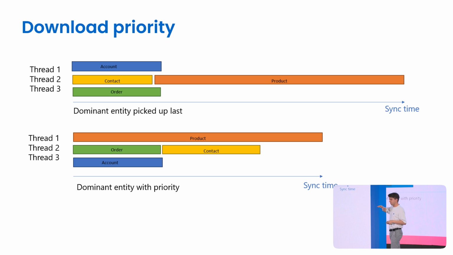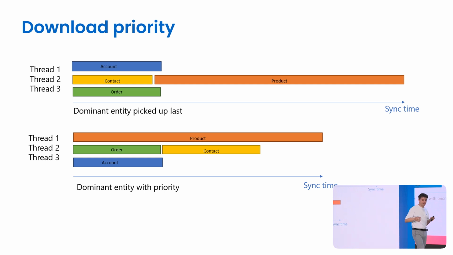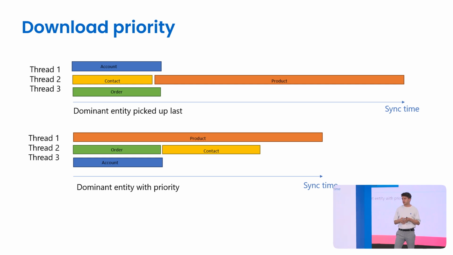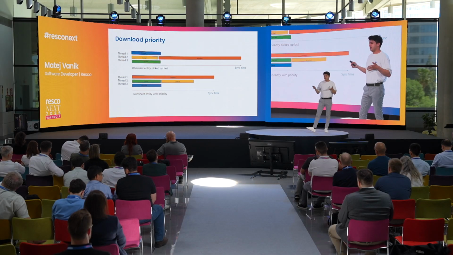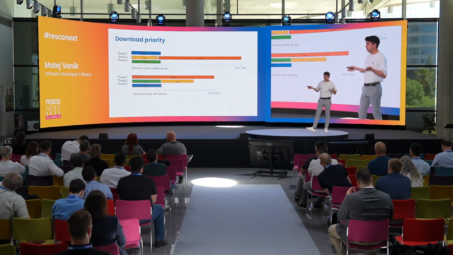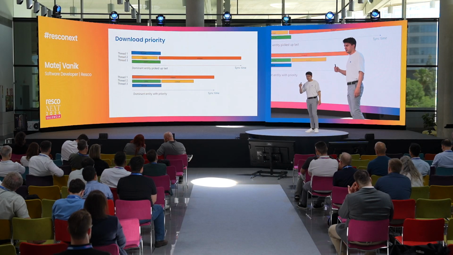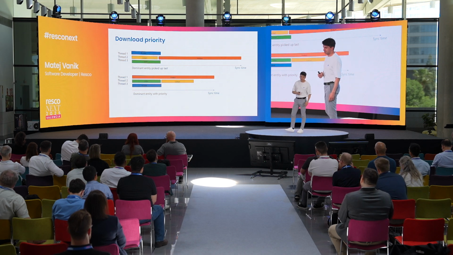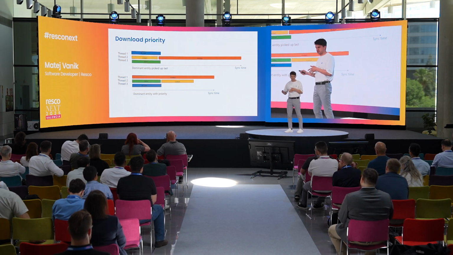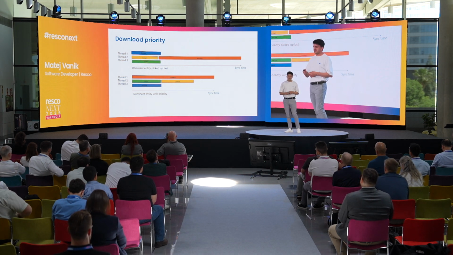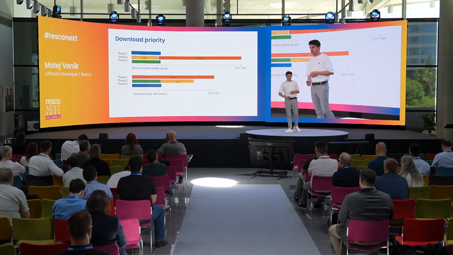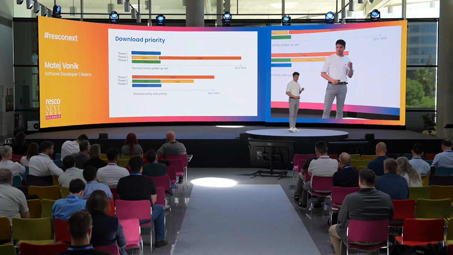But if we play with the order, and if we place product first, because we know this is a dominant entity that has a lot of records, we can again significantly bring down the synchronization time without really any other effect. So it's important to understand this, to be aware if there's a dominant entity in your system, and in that case, probably making it sync first with priority.